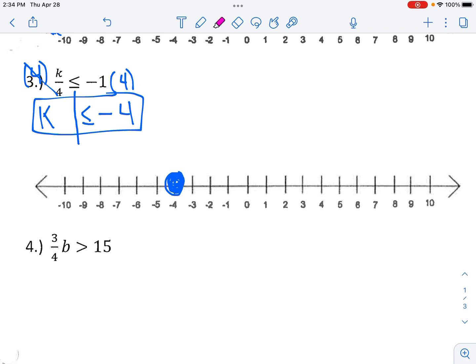Now you're going to decide in which direction you are going to darken. So we're going to match arrow for arrow. Darken the line going to the left. And we're done.